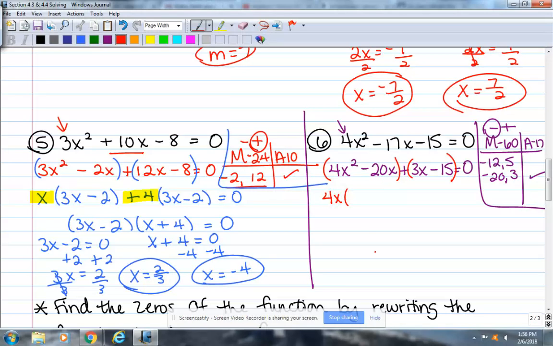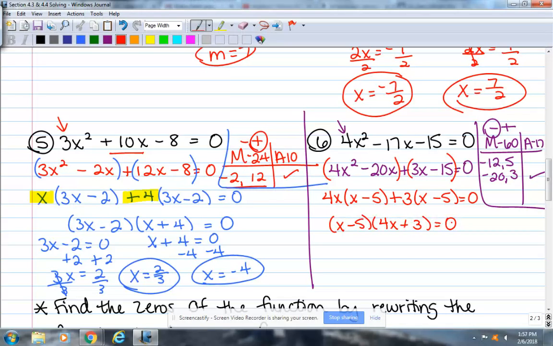Okay, I got it. The largest number that goes into 4 and 20. So what times 4x is 4x squared? x. Minus what times 4x is 20x? 5. Plus, what's the GCF in the next group? 3. What times 3 is 3x? Minus what times 3 is 15? 5. Okay. And what are my two factors then? x minus 5 and 4x plus 3. There we go.